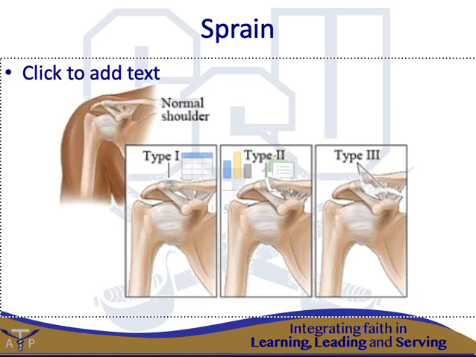This is what you can see. We can see the normal shoulder in the back picture there, and then type 1, type 2, and type 3. We can see as we go up in type that those ligaments are stretched more, specifically in type 3 or grade 3 types of sprains, that ligament is completely torn away in the middle there.